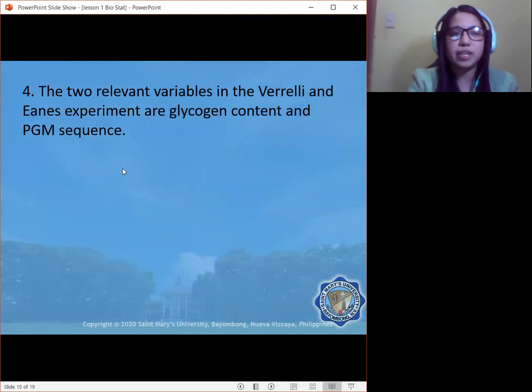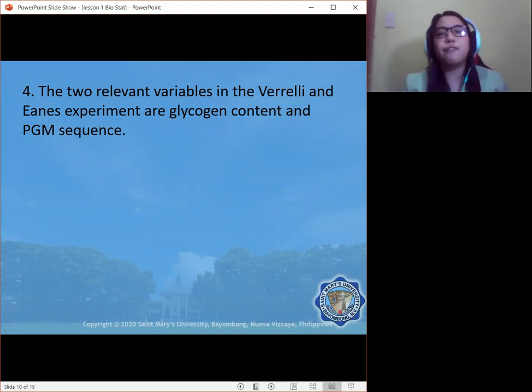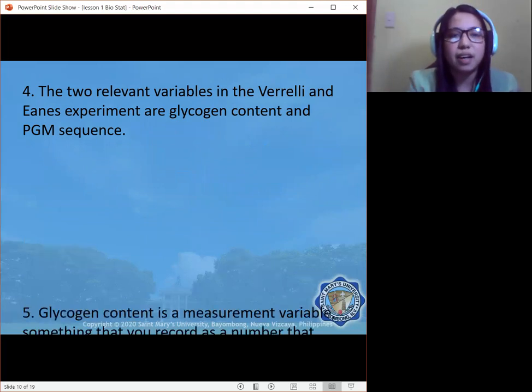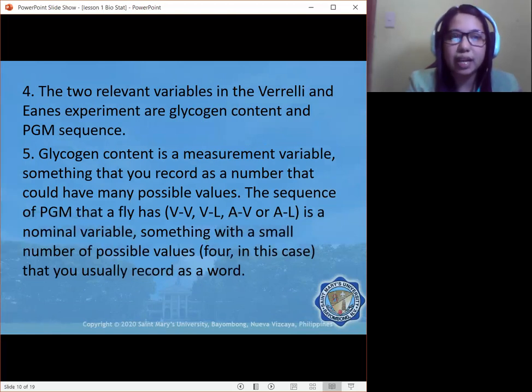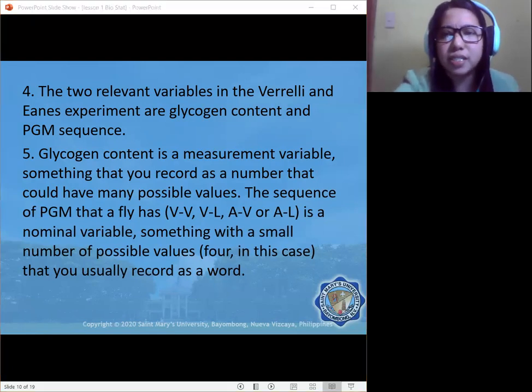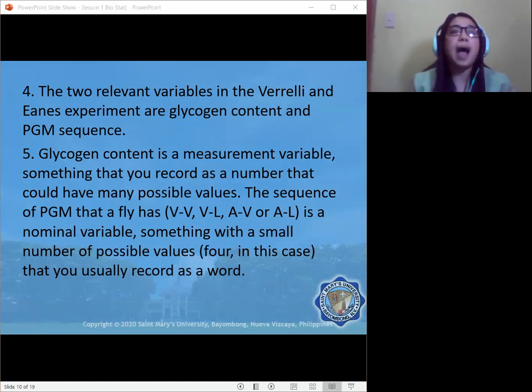Okay, let's move to step 4. The relevant variables determined by Verelli and Ernst are glycogen content and the PGM sequence. Step number 5: if we recall, it states that we have to determine what kind of variable each one is.